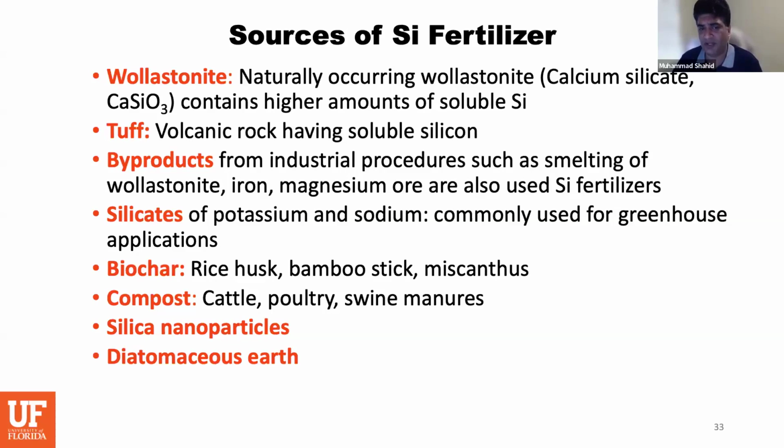Biochar, if you are not familiar: we burn different feedstocks like rice husk, bamboo stick, and miscanthus grass at a very high temperature, more than 600 Celsius, in the absence of oxygen, and the final product is a charcoal-like material, which is used as a growing media, mixed in the soil to improve nutrient and water holding capacity. Biochar from rice husk, bamboo sticks and miscanthus grass contains a reasonable amount of silicon which plants can take up. Compost, like from cattle, poultry, and swine manures, also has some silicon. Nanoparticles are a newly advanced form of silicon, with particle size less than 100 nanometers. And diatomaceous earth is mostly used for soil applications. So these are different sources of silicon fertilizers.